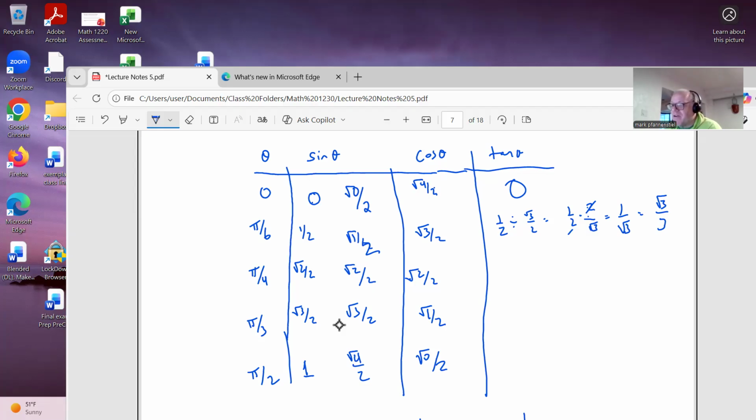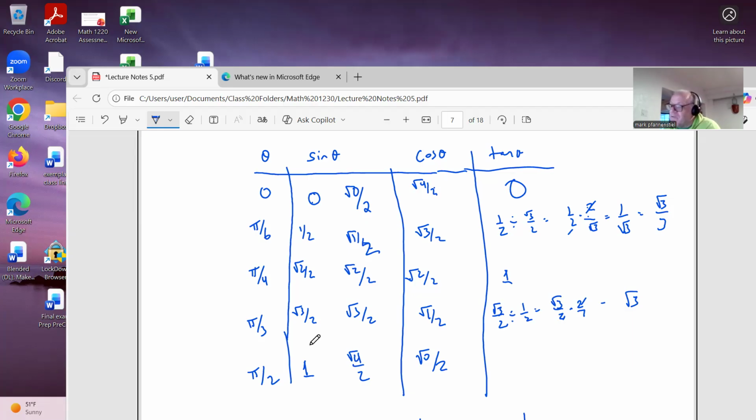Tangent of 45 degrees, I'm going to take sine over cosine. Well, they're both the square root of 2 over 2. Dividing them, we get 1. And then here we have square root of 3 over 2 divided by 1/2. That's square root of 3 over 2 times 2 over 1. Stuff cancels. We actually end up with the square root of 3.